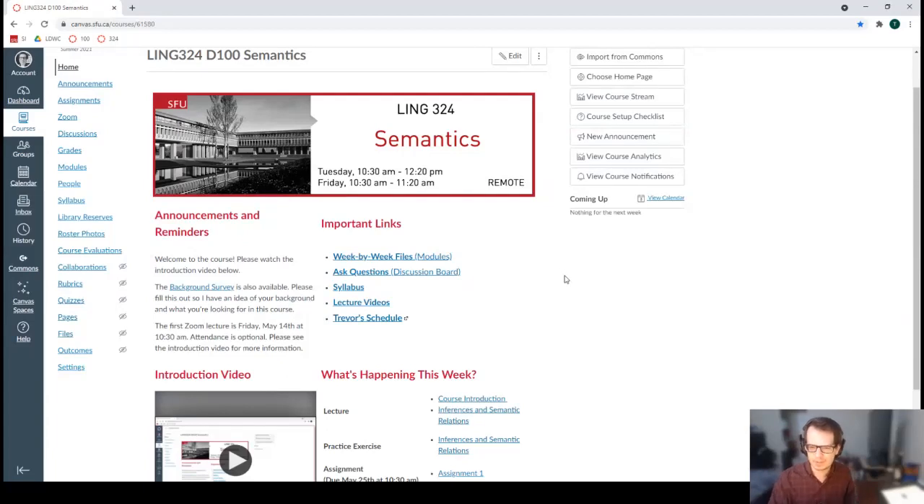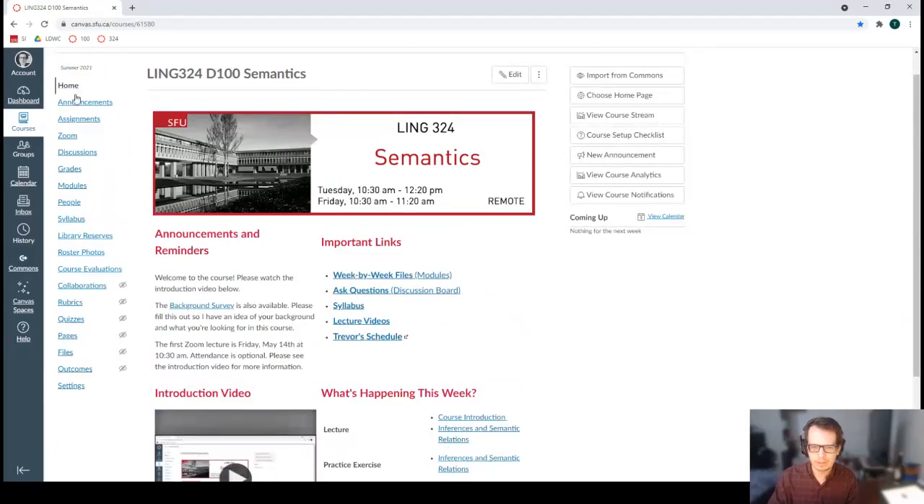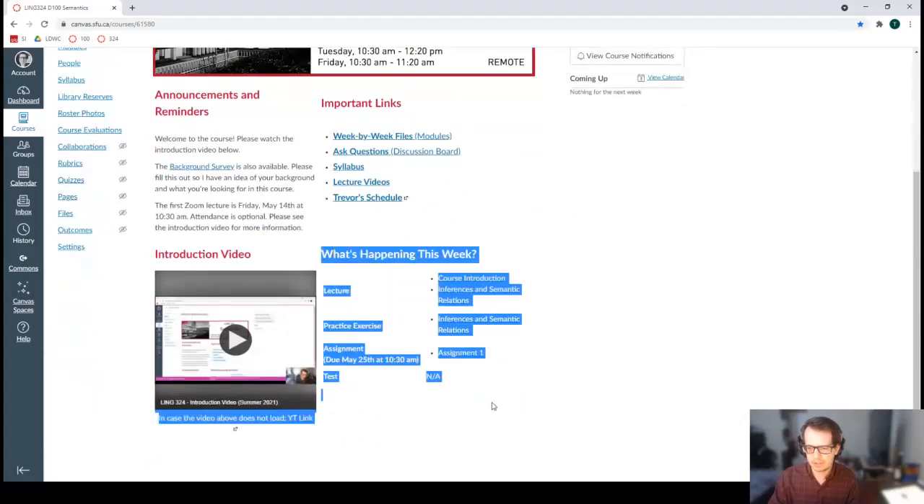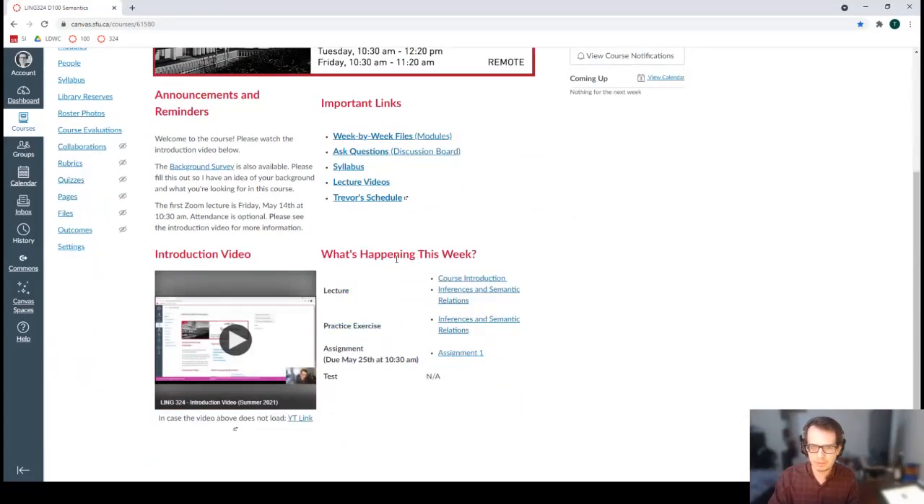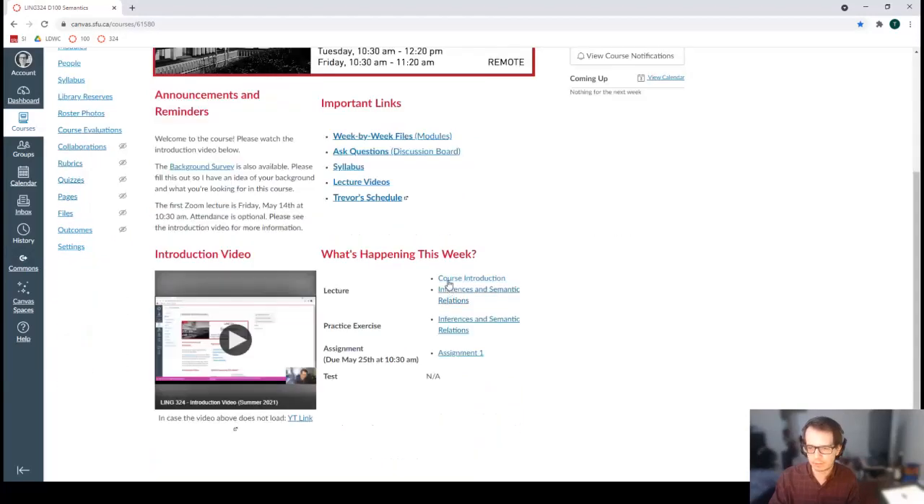So I'll talk a little bit about what semantics is, but just to go through the Canvas page and some important stuff. Each week on the front page, I put the most important stuff that we're doing, so that way you don't have to do much effort to know what you have to do. You can go to modules and find everything there as well, but everything is on the front page. The weeks are a little bit confusing because we start on Friday. So technically week 1 is Friday and Tuesday.